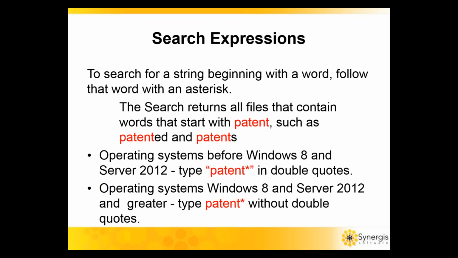And then here's another example of using an asterisk. So for example, if I'm looking for everything that has the word patent in it, I would put that asterisk in. If I just want the word patent, I just type it. But if I add that asterisk, I'm going to find patent as well as patented and patents. So that is a set of different search expressions.